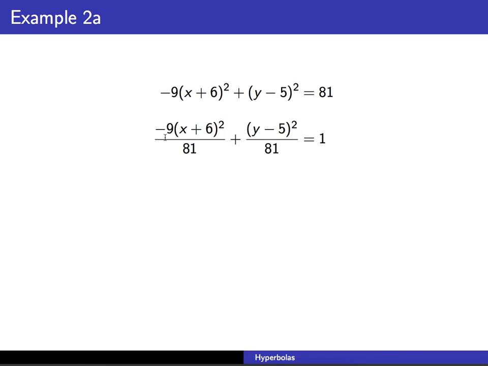And again, it's pretty much like the process for ellipses. And we can reduce negative 9 over 81 as negative 1 over 9. So we have negative (x plus 6) squared over 9 plus (y minus 5) squared over 81 equals 1. And while there's absolutely nothing wrong with this equation, I prefer to have my positive term first. But you're more than welcome to, as far as I'm concerned, keep this answer the way it is.